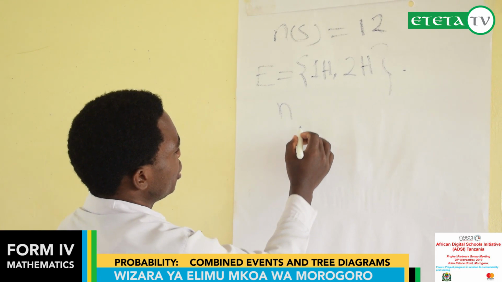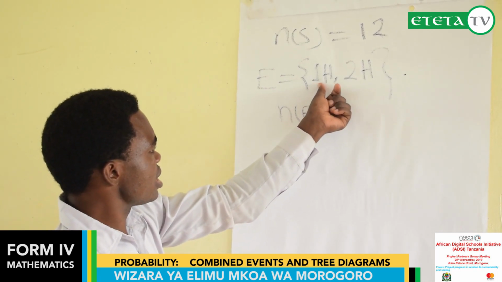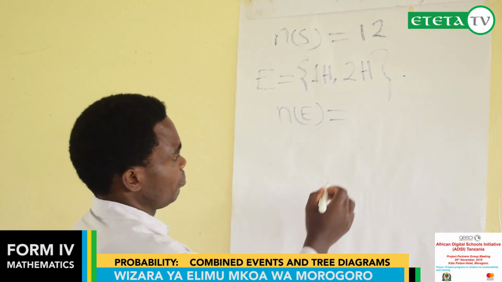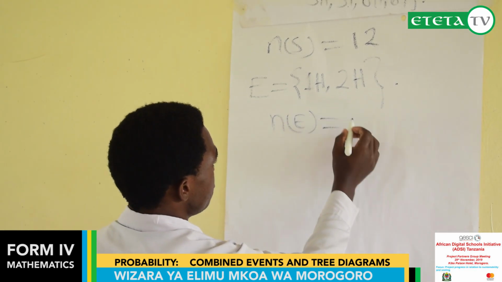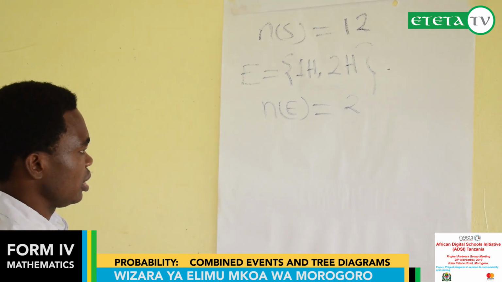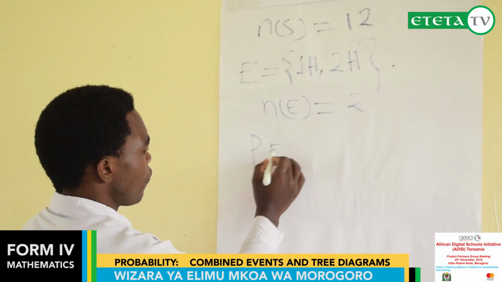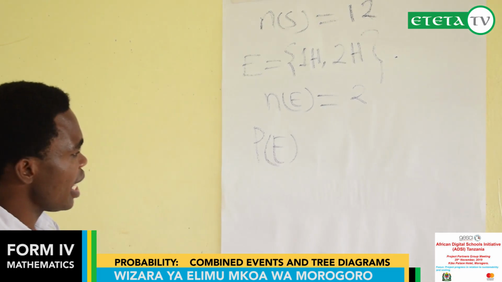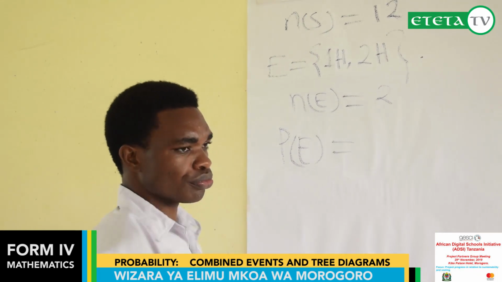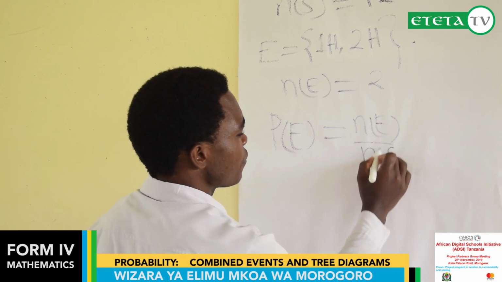Here we count. So the number of events will be equal to 1 and again 2. So we have 2 events, 2 outcomes. So the number of events equals 2. And as I said, we are going to find the probability. Therefore, the probability of the event, which is to get a number less than 3 and a head, will be equal to the number of events over the number of sample space.